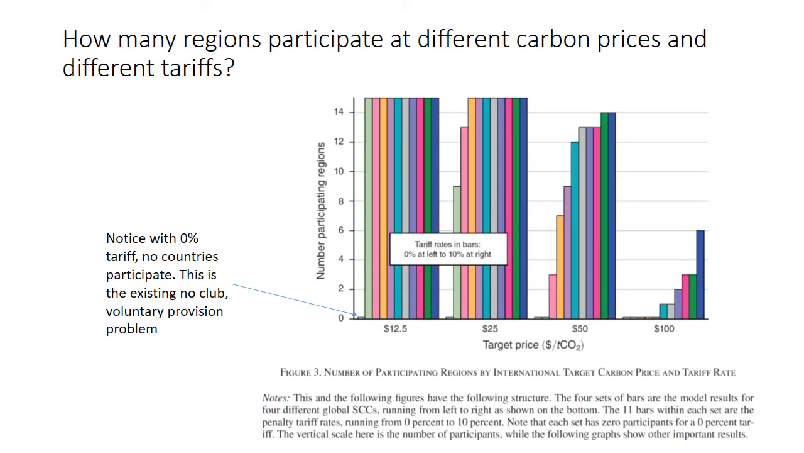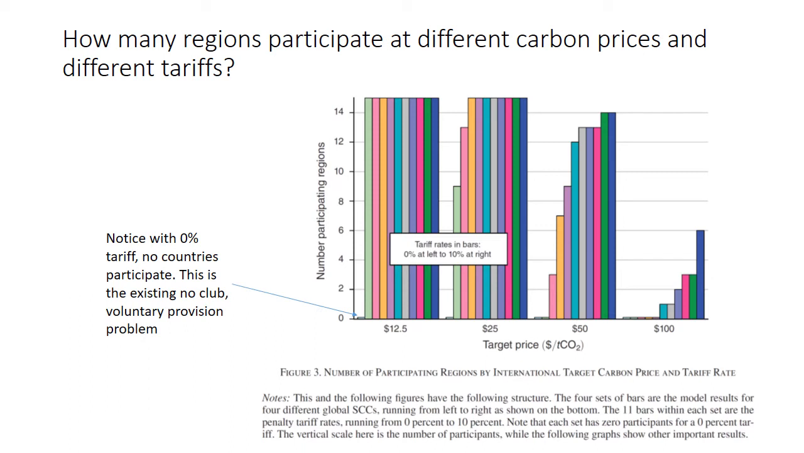Here's a graph from this Climate Club's paper, showing how many regions participate at different carbon prices and different tariffs. Here's how you read this graph. The x-axis is different carbon prices, dollars per ton of CO2. So the first block of colored lines is a $12.50 carbon tax. The second block of colored lines is a $25 carbon tax. Then you have a $50 carbon tax and the $100 carbon tax.